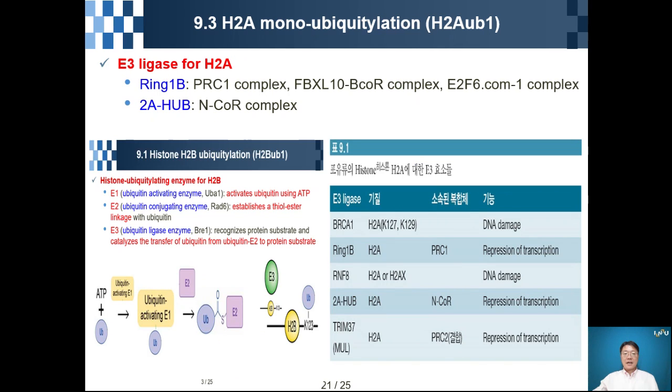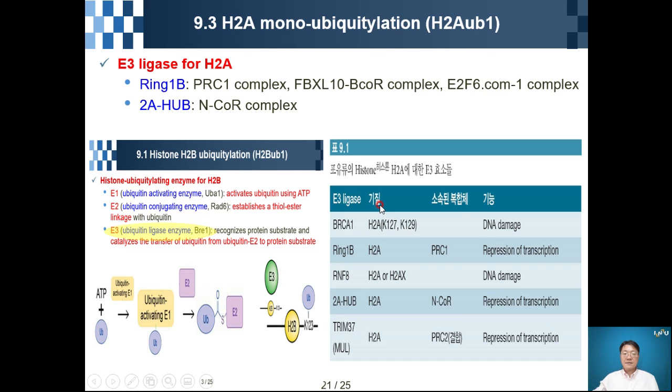So in this slide, I will explain the E3 ligase for H2A. Previously, we learned about the E3 ligase for H2B. At that time, we learned that the BRE1 protein belongs to the E3 ligase for H2B. So in this slide, I will cover the E3 ligase for H2A. Table 9.1 summarizes the E3 ligases for H2A.